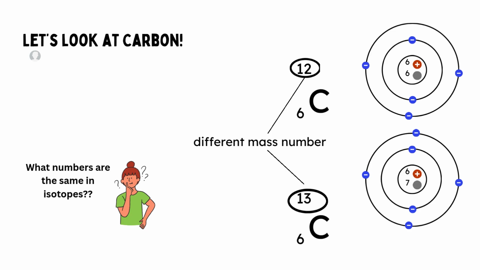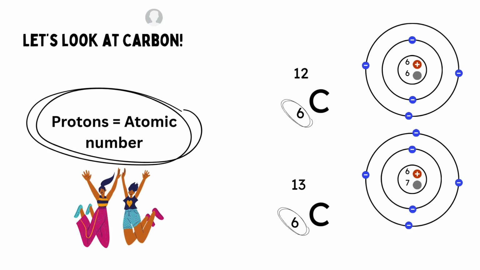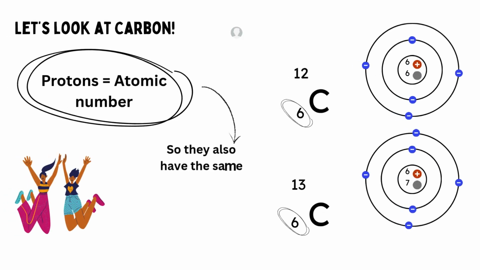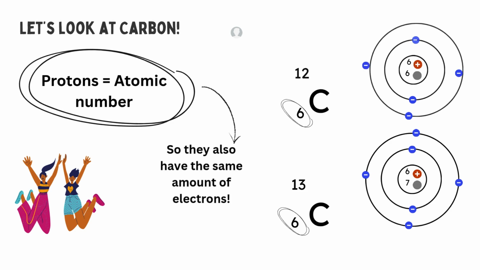So what numbers are the same in isotopes? Can you remember? If you said protons, the atomic number, you are correct. The 6 of both these carbon isotopes is the same. If the protons are the same number, that means they also have the same amount of electrons.